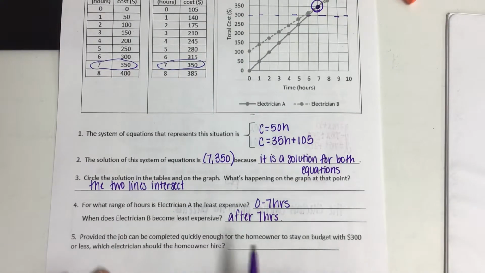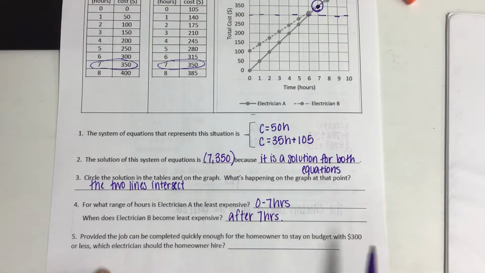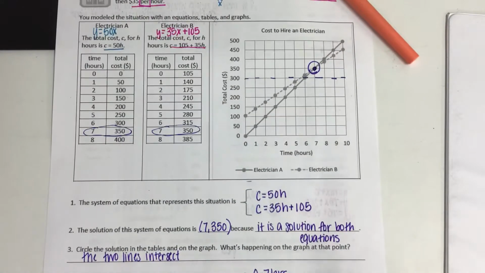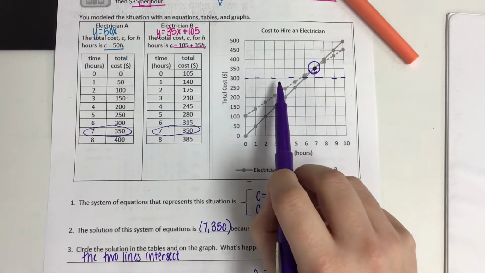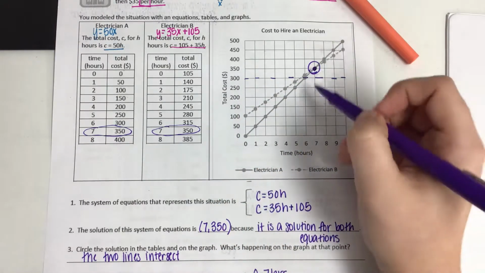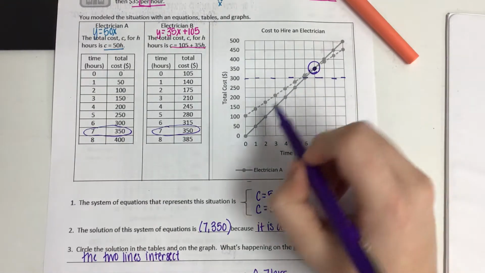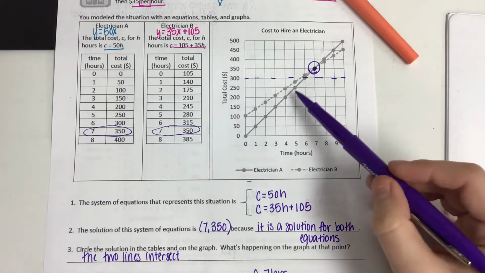Then it says, provided the job can be completed quickly enough for the homeowner to stay on budget with $300 or less, which electrician should the homeowner hire? So using our dotted line for $300, because that's the maximum he has to spend, the cheaper electrician at that time that he can get more done for is electrician A.